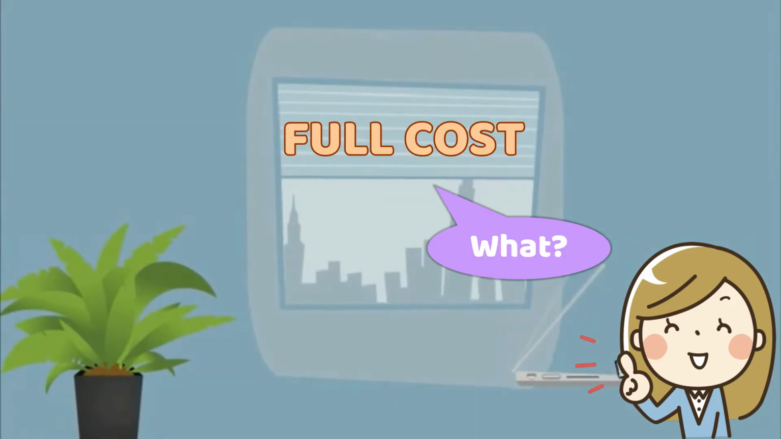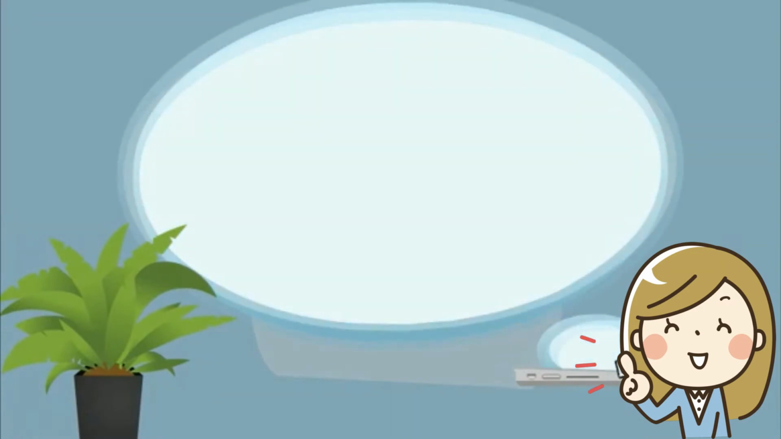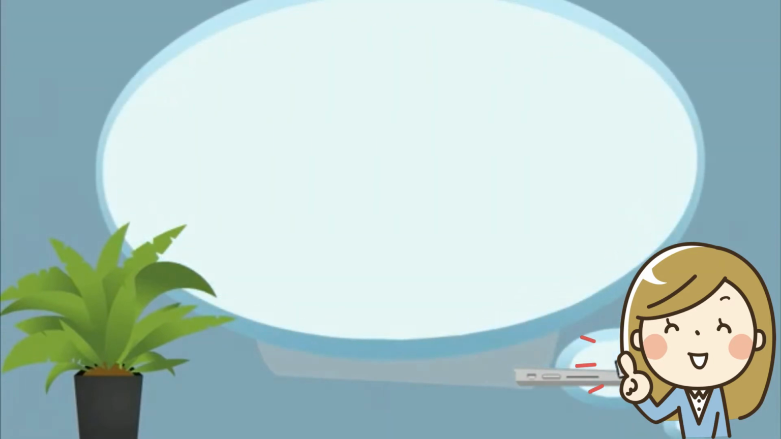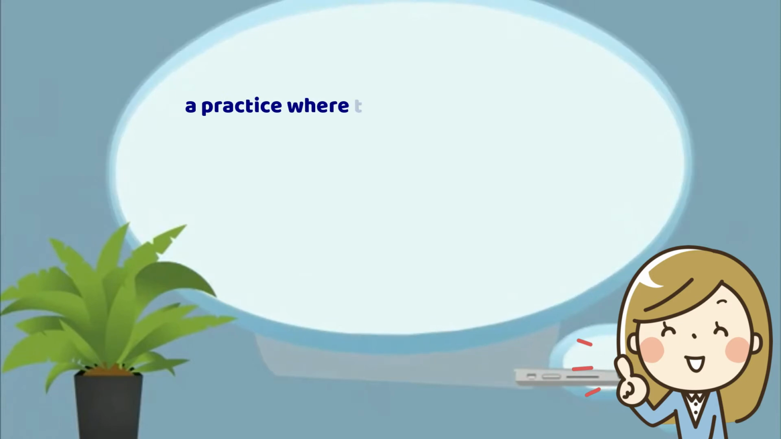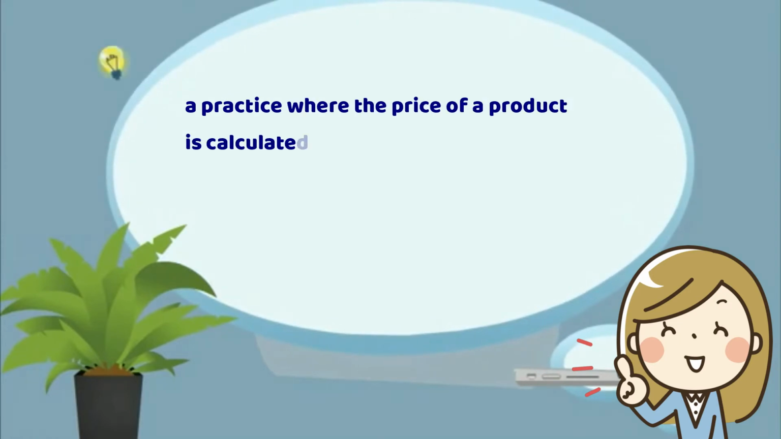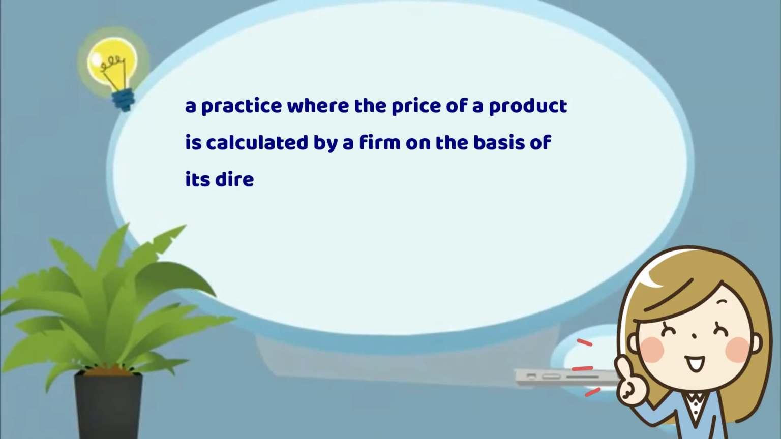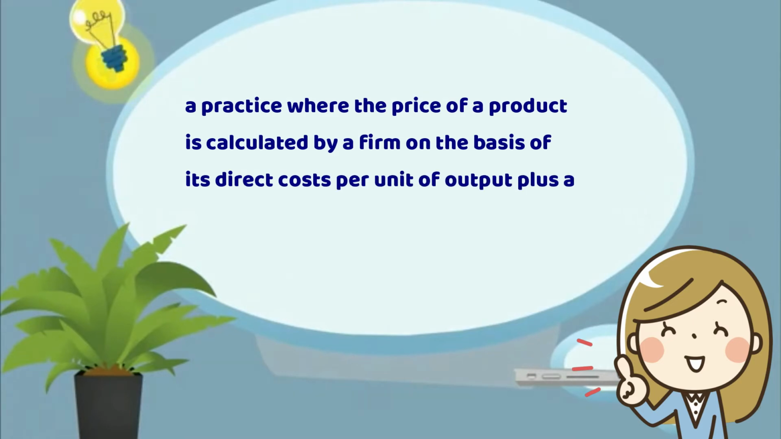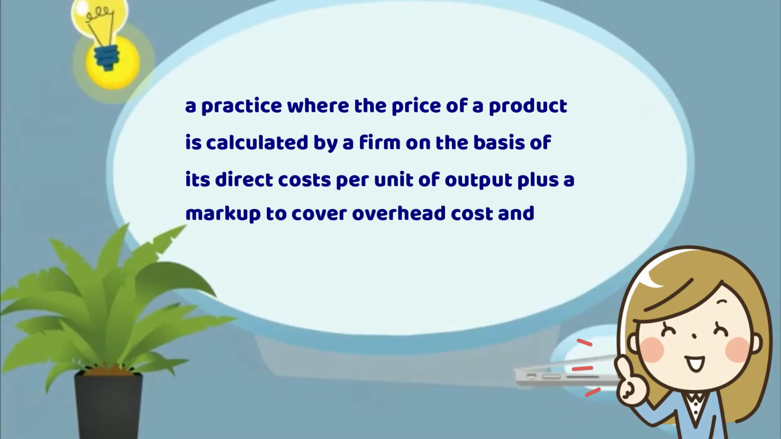What is the full cost method? It is a practice where the price of a product is calculated by a firm on the basis of its direct cost per unit of output plus a markup to cover overhead costs and profit.